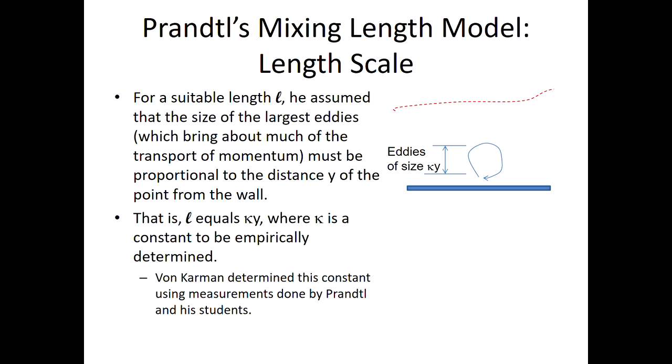Here, the eddies are roughly proportional to the distance from the wall. They cannot be any larger because they will run into the flat plate. So he said the length scale L of the eddies is some unknown constant kappa times y. Okay? So L has units of meter or feet. y has units of meter or feet. Kappa has no units. This constant is called the von Karman constant because von Karman later on found the constant by curve fitting the test data.